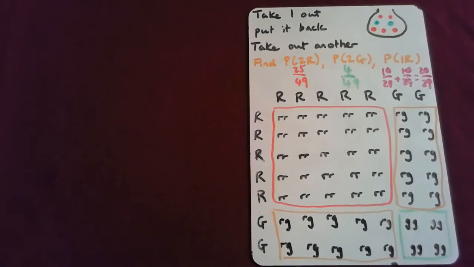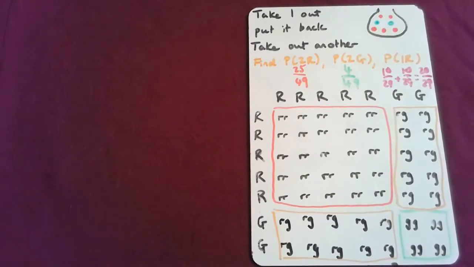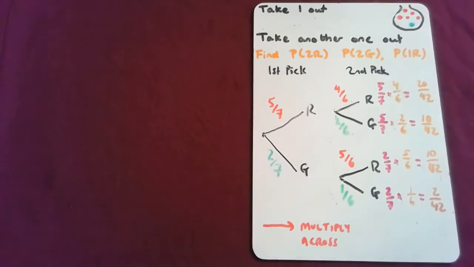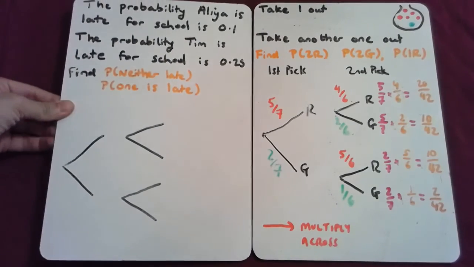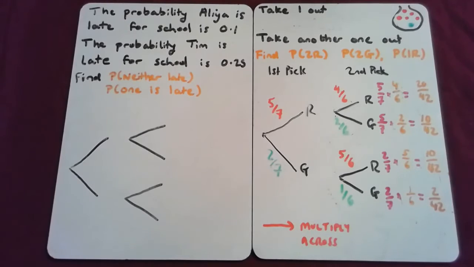So over here, what we have is a question where we can see two people that are late for school. It tells us that the probability that Alia is late for school is 0.1 and the probability that Tim is late for school is 0.25. Find the probability that neither are late, find the probability that one is late.